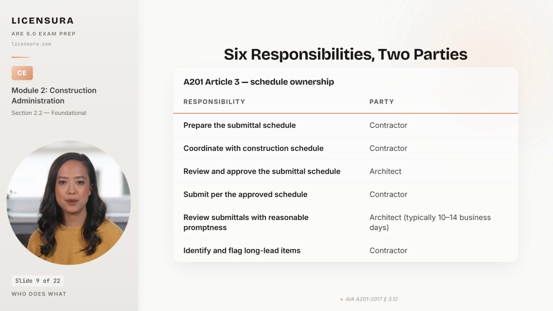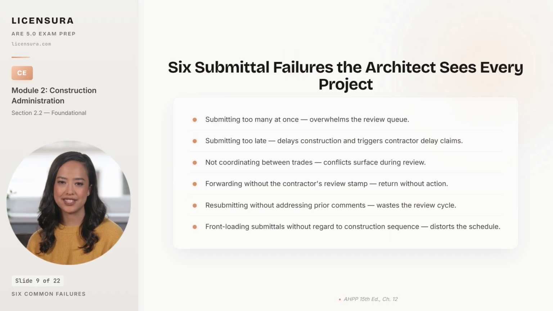6 failure modes appear on almost every project, and 4 of them give the architect a legitimate basis to refuse the submittal. Submitting too many at once overwhelms the review queue and is grounds to push back on the contractor's schedule. Submitting too late delays construction, and if the contractor then claims the architect's review caused the delay, the fault lies with the contractor, whose schedule was never coordinated in the first place.